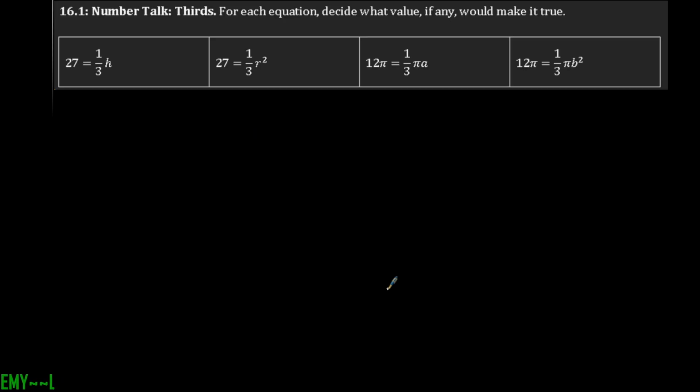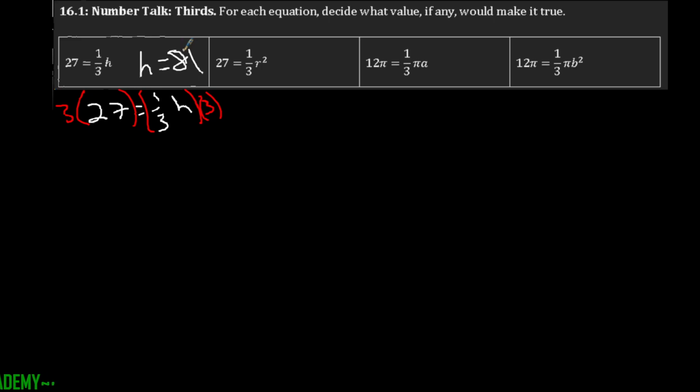So it says for each equation decide what value, if any, would make it true. So for this one, we could multiply both sides by 3. So we're trying to use those inverse operations to get that variable by itself. So 27 equals 1/3 times h. It's almost like I'm multiplying both sides by 3 to get rid of that fraction. And so I could say h equals 3 times 27, which is 81. So I'm going to say h equals 81.